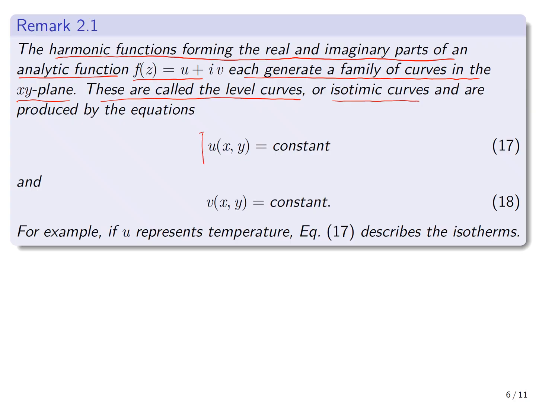So you get the real part, set it equal to a constant. That's how you get level curves depending on the value you pick. And you can also find level curves for v, level curves for u, and level curves for v. So for example, if you represent temperature, then these curves, the level curves, are isotherms.